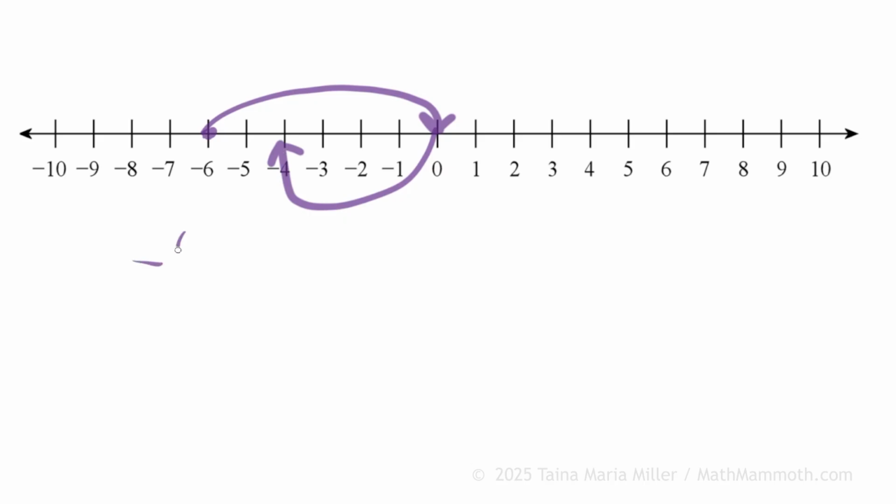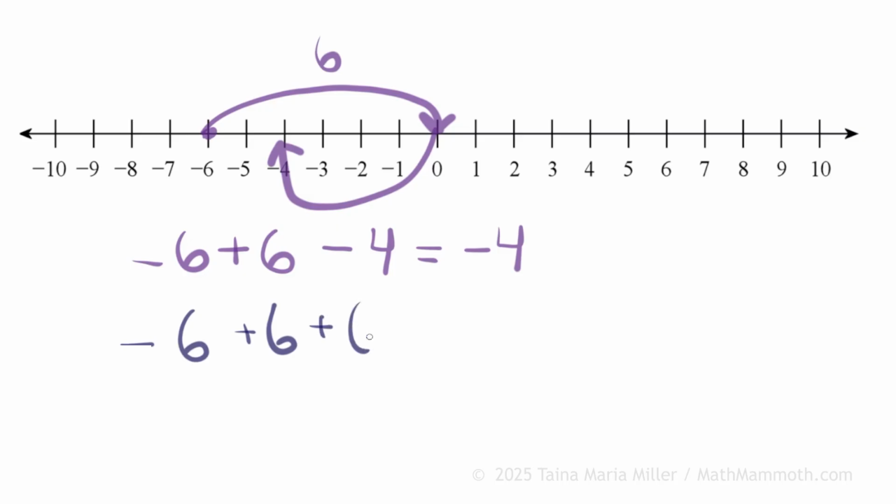We start at negative 6. We go towards the positives, towards bigger numbers. So this is adding something. We went to 0. Okay, so we added 6. 6 steps here. After that, we came backwards, so to speak, or towards the left. So that was a subtraction of 4 steps long. And we ended up at negative 4. Or you could write it alternatively like this. Negative 6 plus 6 plus a negative 4.